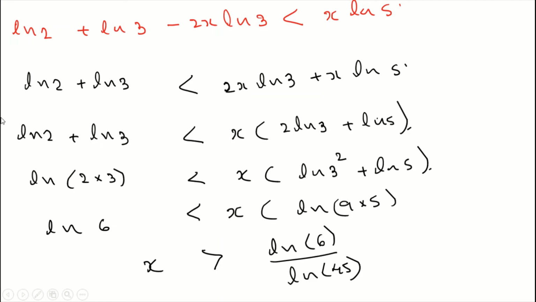If you simplify this back again, this is ln2 into 3. A sum could be written as a product and vice versa. So less than x ln 3 to the power 2 plus ln 5. This is ln 6 is less than x ln 9 into 5. So x is greater than ln 6 over ln 45.